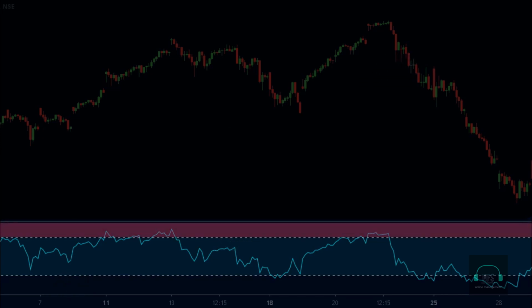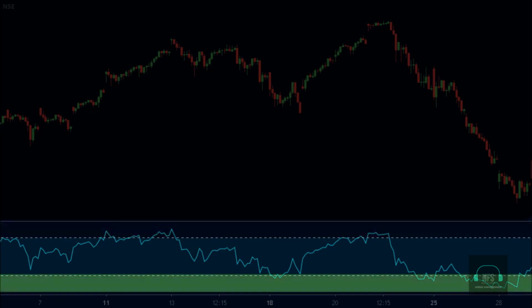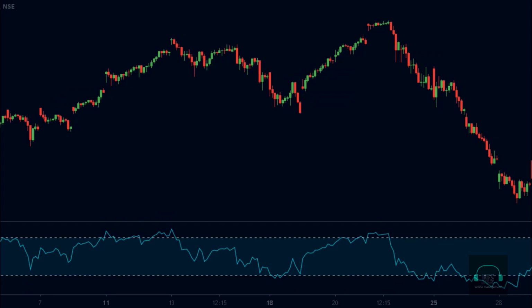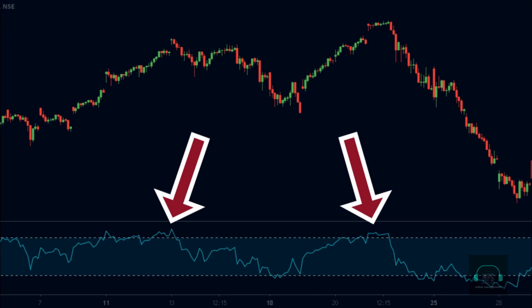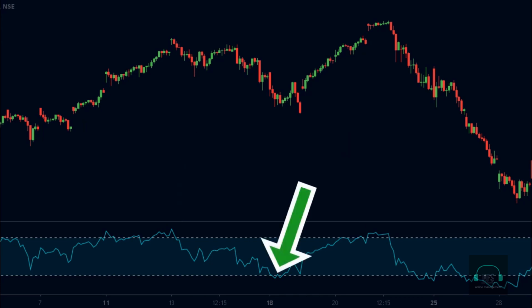When the RSI is above 70, the market is said to be in an overbought condition. Similarly, when the RSI is below 30, it is said to be in an oversold condition. The general rules of trading the RSI are: sell when the market is overbought, and buy when the market is oversold. This is a very inappropriate way of trading.